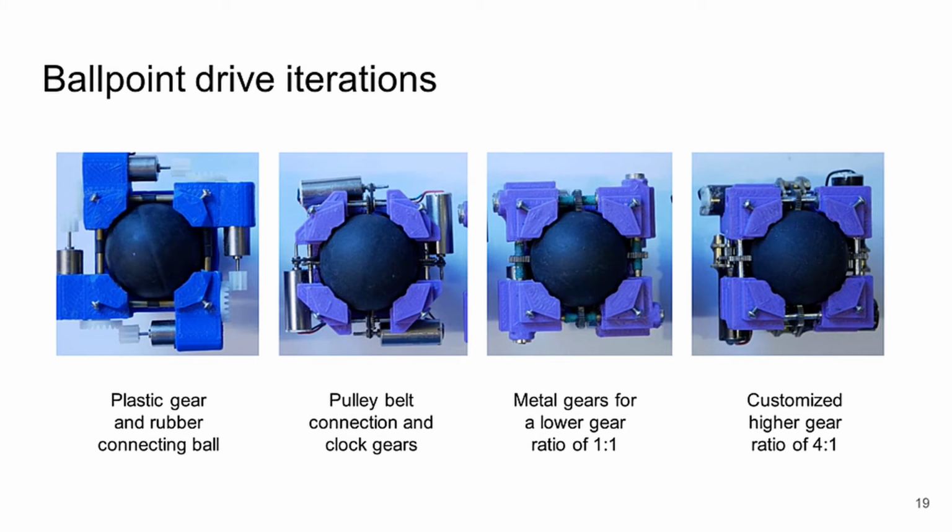From left, you can see the early version with plastic gear between motors and rollers and the rubber connecting ball between roller and the surface contact ball. The second example uses pulley and belt connection between motors and roller. Then we moved towards using metal gears between motors and roller for a lower gear ratio of 1:1. Then we optimized the gear ratio to 4:1 to achieve a higher gear ratio and customize our systems for better force feedback.